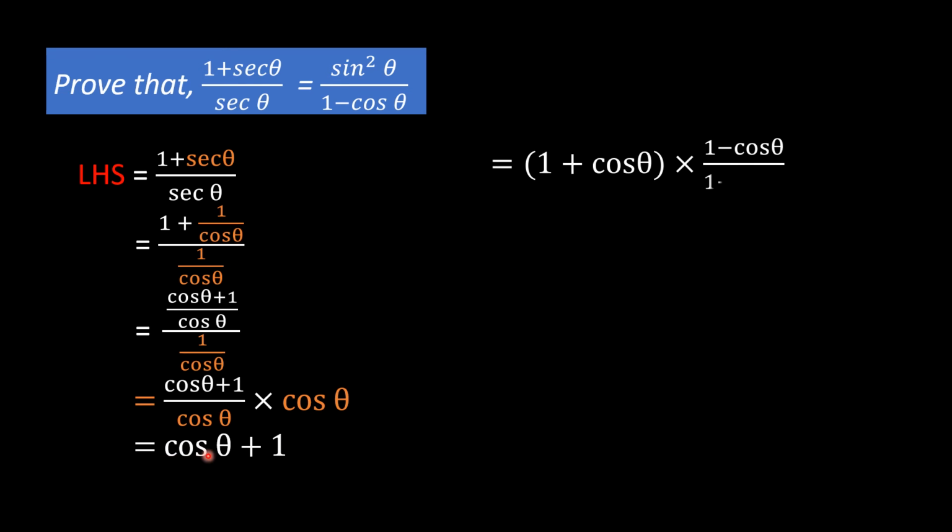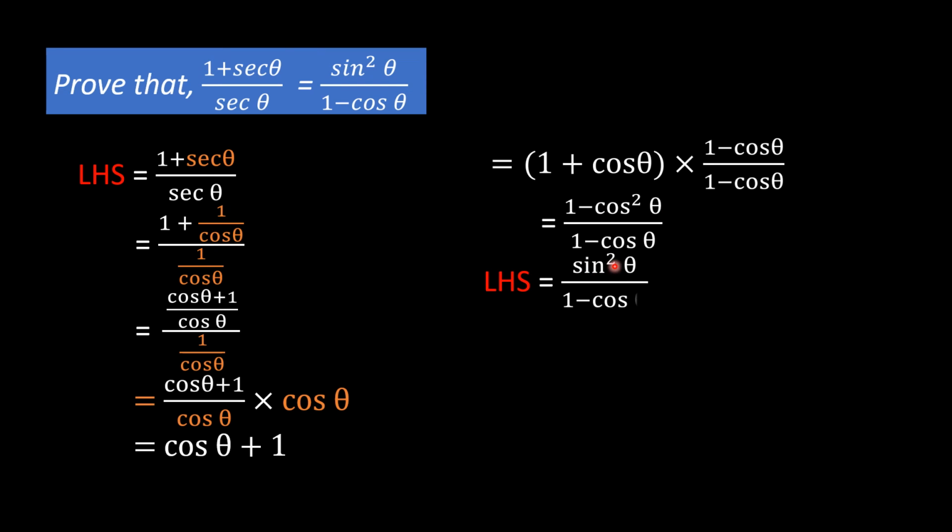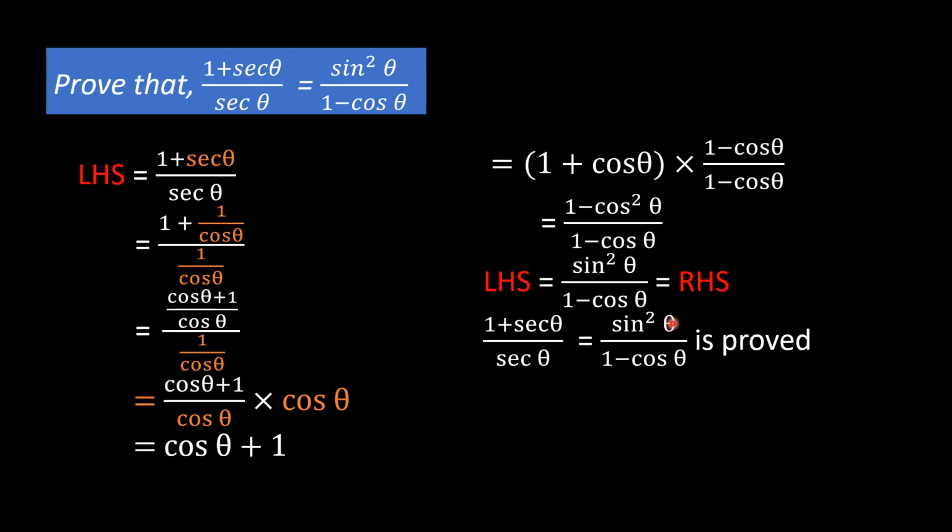We write cos theta plus 1 as 1 plus cos theta and multiply this by 1 minus cos theta divided by 1 minus cos theta. 1 plus cos theta multiplied by 1 minus cos theta will be 1 minus cos square theta. 1 minus cos square theta is sin square theta divided by 1 minus cos theta. Now this is the RHS. So we have left hand side equals right hand side. Hence the statement 1 plus sec theta divided by sec theta equals sin square theta divided by 1 minus cos theta is proved.